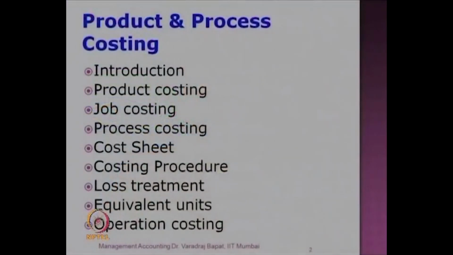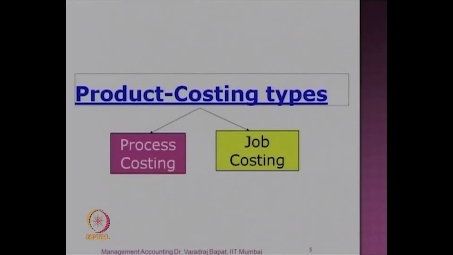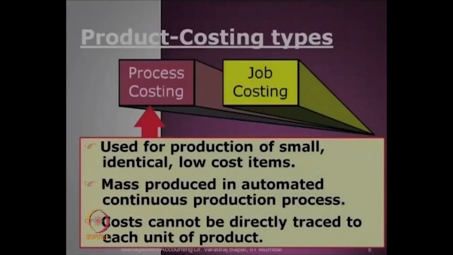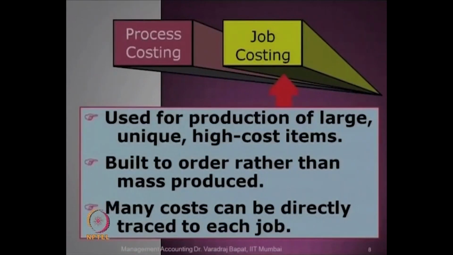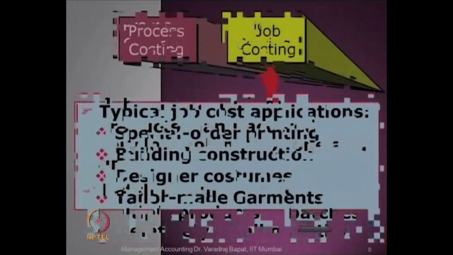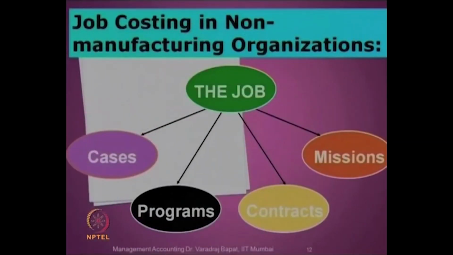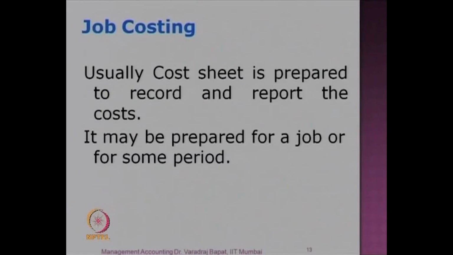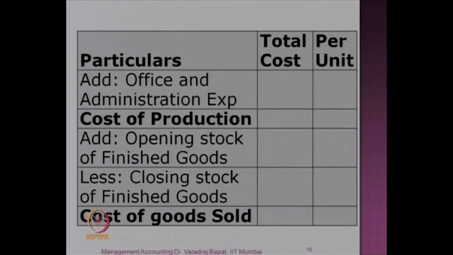Let us have a glance through whatever we have done. We have discussed the use of product costing, then the two types, which we have revised today also. All these things we have revised today. I am just showing so that you get more clarity. Usually this type of cost sheet is prepared for job costing. We are going to see one case today on job costing.